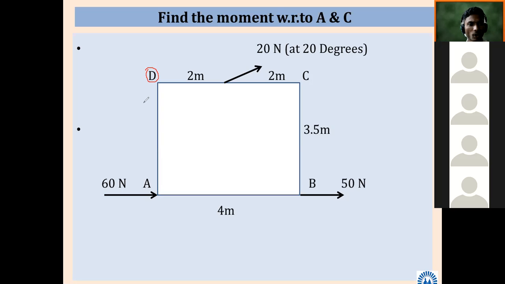So what is there in this? How many forces are there in this problem? Three forces. Out of that, two forces are horizontal. Only one force is inclined, and that angle is given. Whenever an angle is given, you have to remember that the angle is an acute angle. Keep in mind.